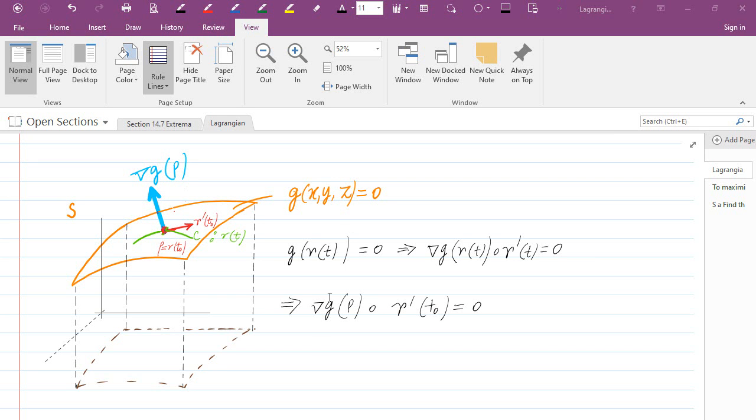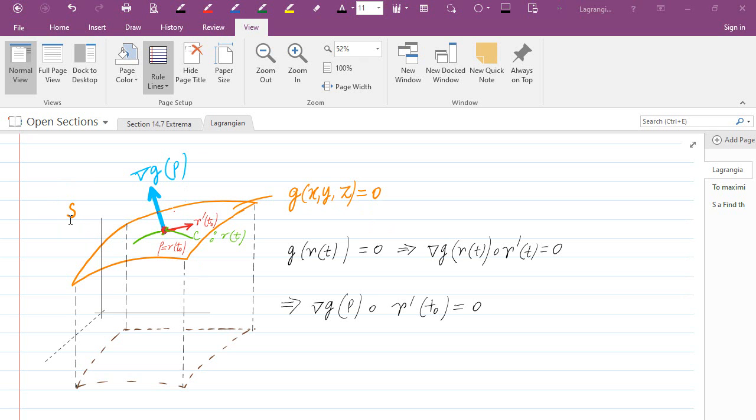Welcome back. Let me start by reviewing the idea of the tangent plane and the normal vector to tangent planes. So let's say that S is a surface that's the graph of the equation g(x,y,z) = 0.